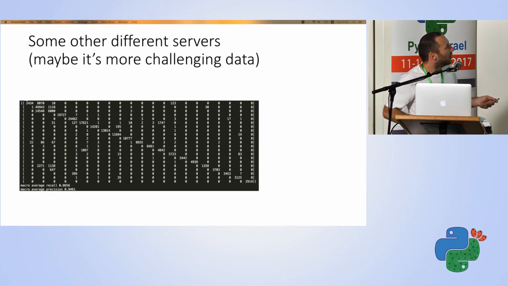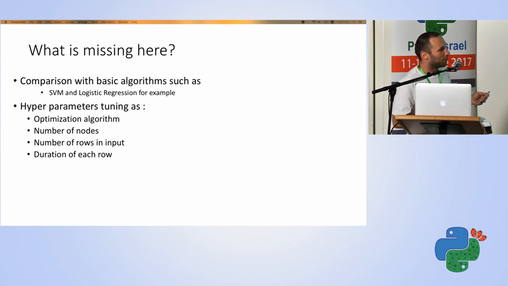What is missing for me in this presentation? I would like to add some comparison with basic algorithms, like maybe support vector machine and logistic regression. In some initial stages I did those experiments, and with both of these methods the results were not bad, but not as good as RNN. Currently I don't have these results for this data. What could also be improved: parameter tuning, optimization algorithms, number of hidden nodes in the network, the number of rows in input.